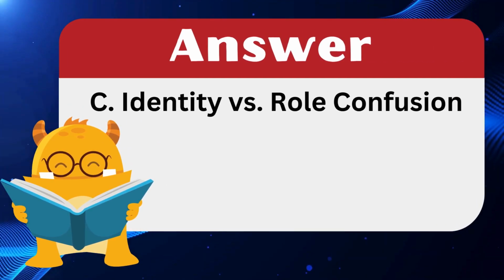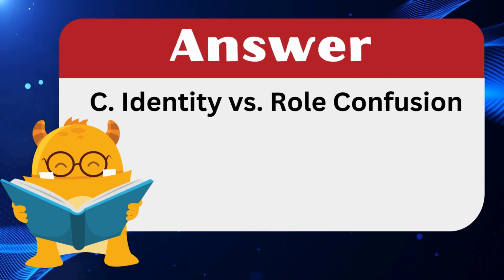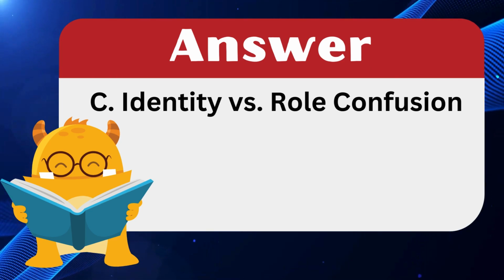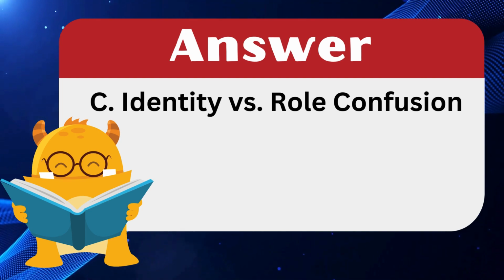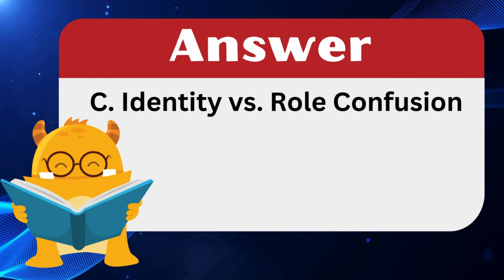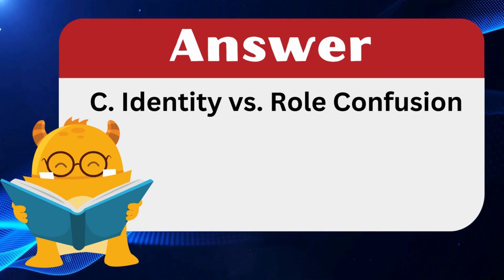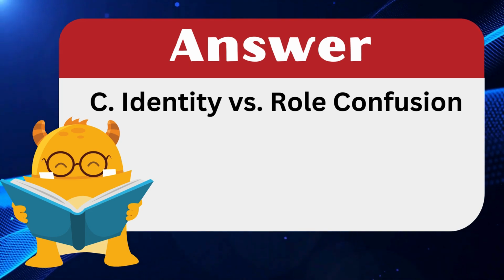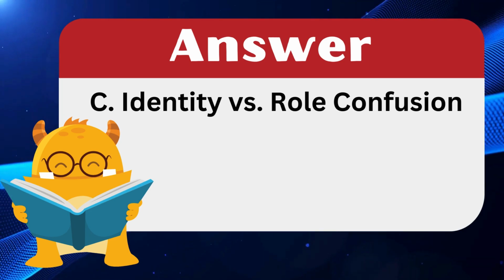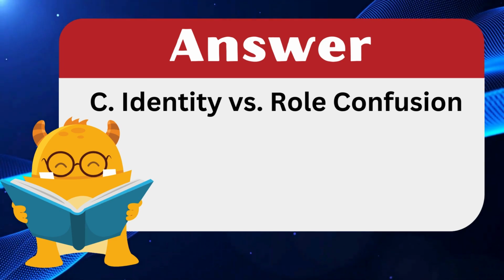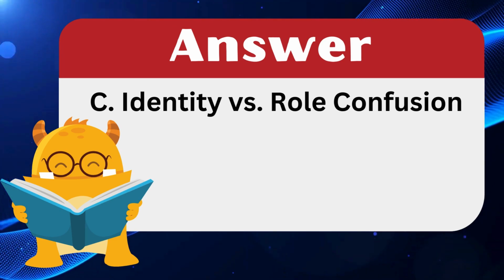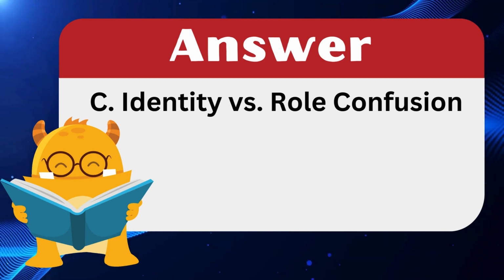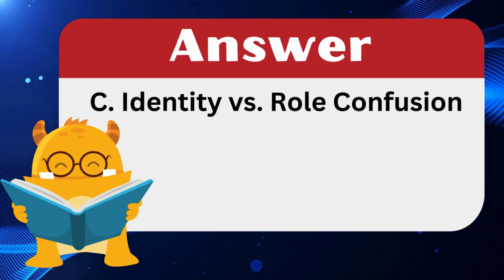C. Identity versus role confusion. Erikson's identity versus role confusion stage occurs during adolescence. In this stage, individuals explore their identity, values, beliefs, and life goals, trying to form a coherent sense of self. Successful resolution leads to a clear understanding of one's identity, while failure results in confusion and uncertainty about one's role in society and relationships. It's a critical stage where individuals search for their identity and establish a sense of self.